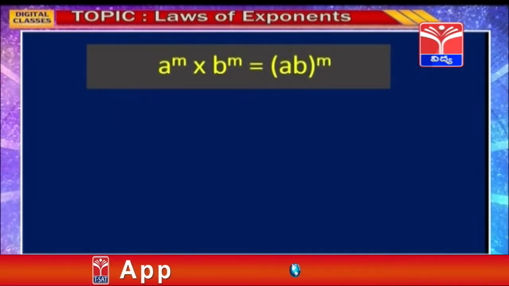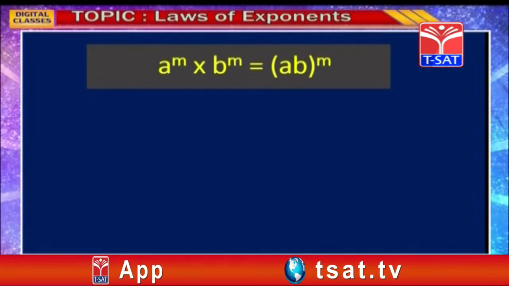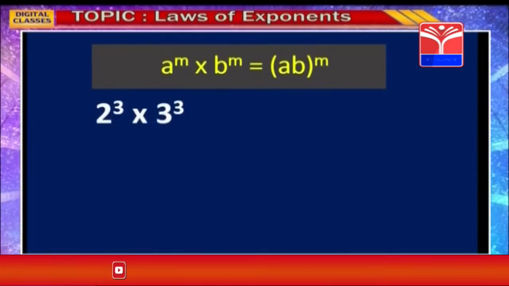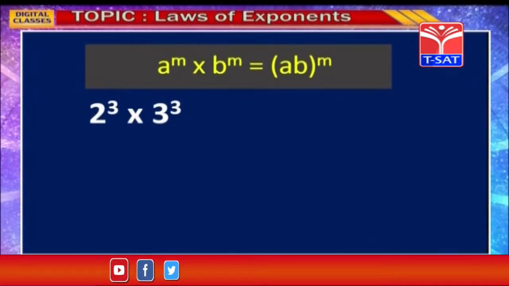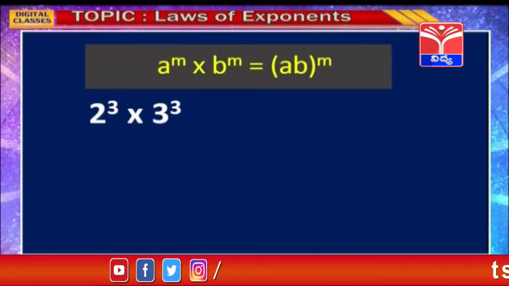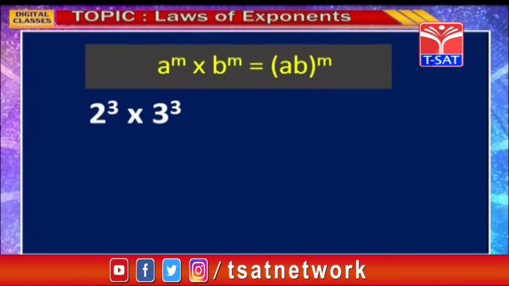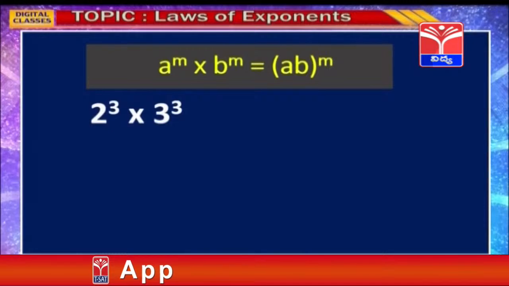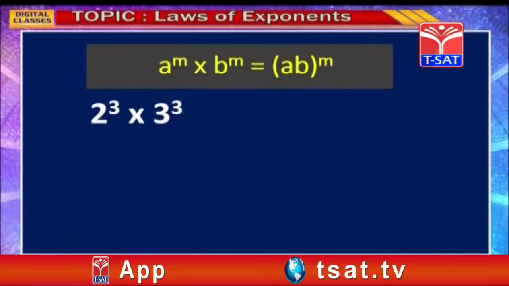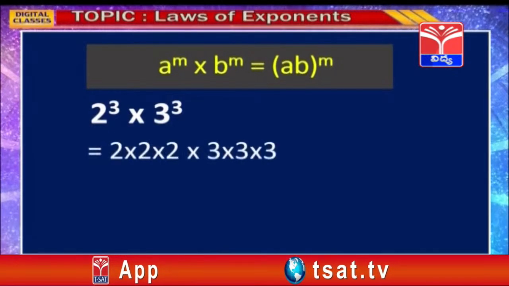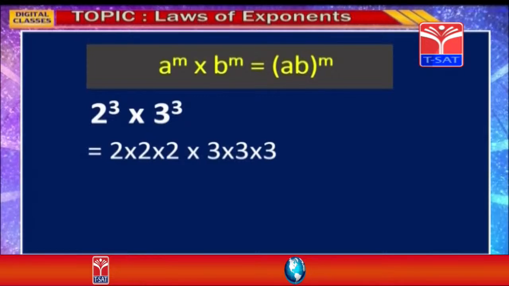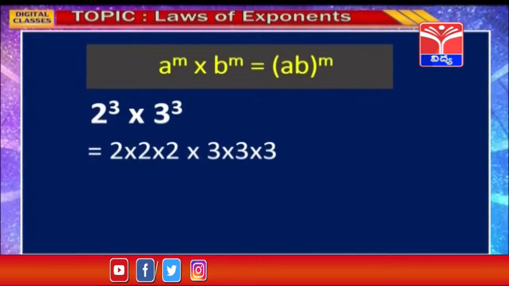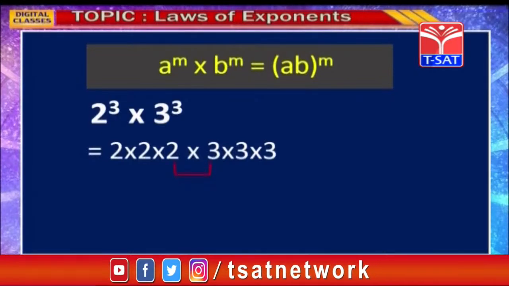Next, a to the power of m into b to the power of m is equal to ab whole to the power of m. This one, see here. The bases are different. Till now we observed the problems where the bases are equal. Here the bases are different, whereas the powers are equal. Look here. So 2 can be written as 3 times and 3 can be multiplied 3 times like this. Now we will group like this. See here.